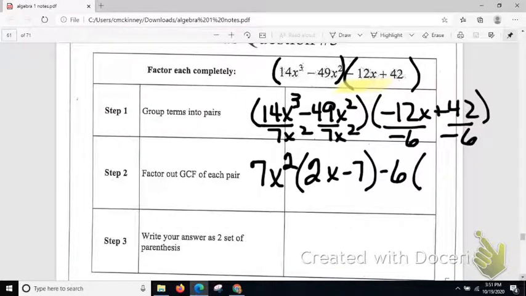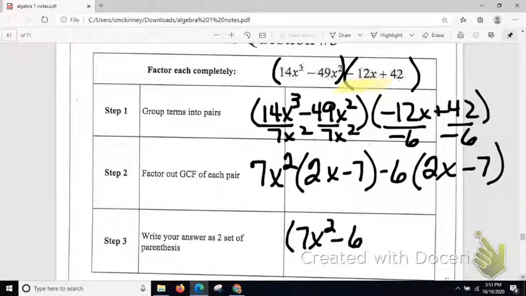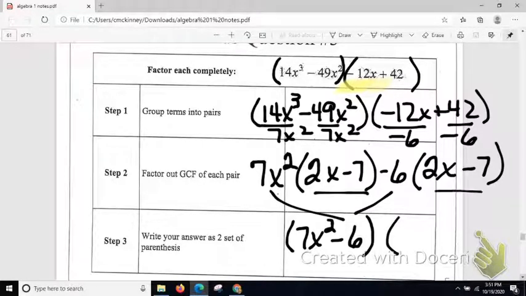Negative 12 divided by negative 6 is positive 2 with an x. 42 divided by negative 6 is negative 7. And now, happy, because they match. Remember, those parentheses need to match. If I hadn't divided by a negative, or if I only had the 2 turned positive but didn't have the 7 turned negative, they would not match. Then group what's on the outside in its own set of parentheses, and the part that's the same now only needs to be written once.